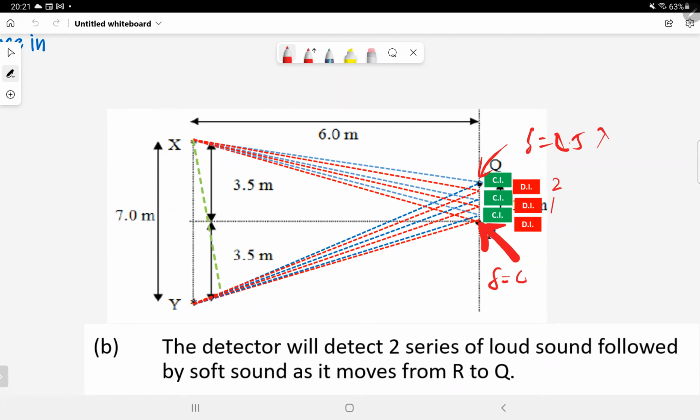And be quite clear here. Don't go and say bright, dark. When people talk about sound, you talk about loud, soft. How do you get bright, dark sound? Similarly, when it's talking about light, you don't go and say loud, soft.